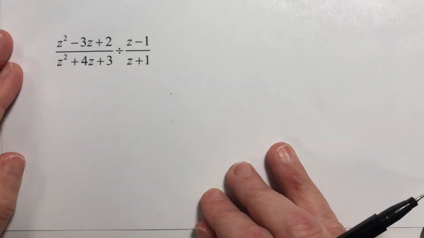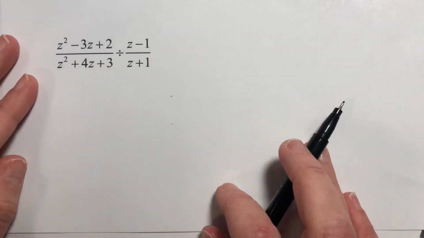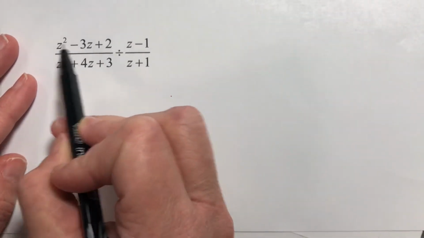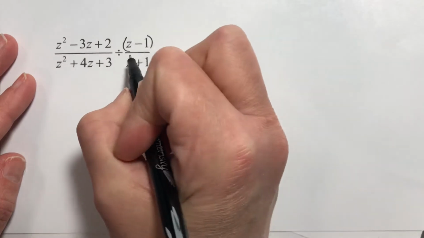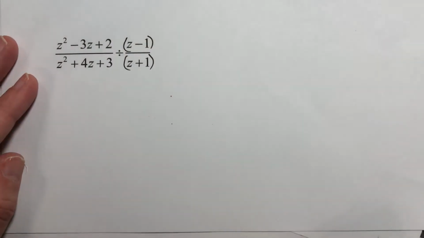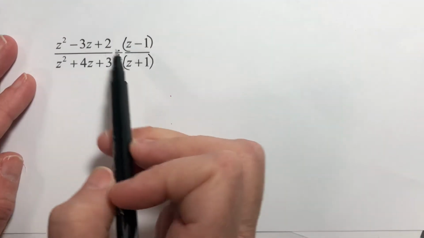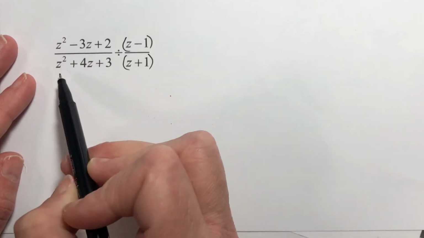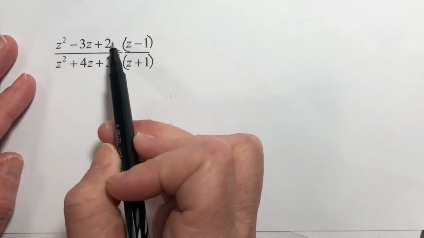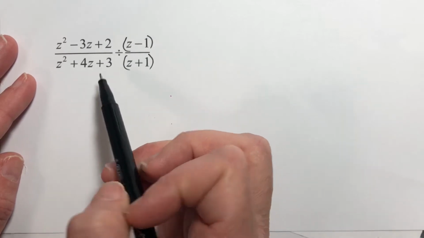7.1 part 4. We're dividing rational expressions. We need to get these as factored as possible. These two do not factor. For this, we look for GCF. Top and bottom, I don't have a GCF in either one. I have 3 terms, so I look for squares on the ends, and I do not have perfect squares.